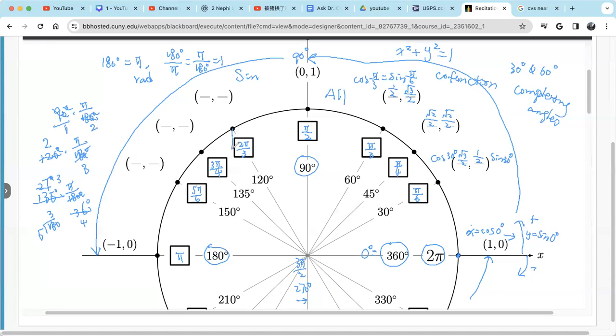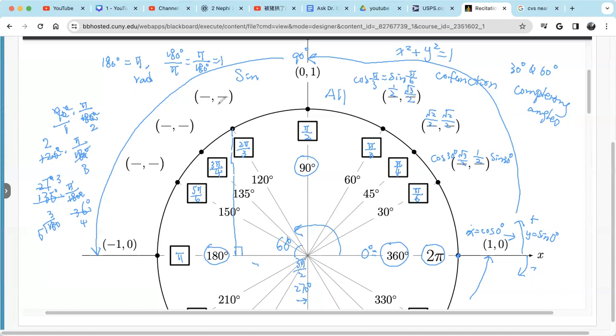120 degrees. We look at this triangle, right? We look at its reference angle. So this is the true angle, 120 degrees. Its reference angle is 180 minus 120, which is 60 degrees. So we look at this triangle. For this triangle, the x value is negative, the y value is still positive. So sine 60 is positive, the y value over the hypotenuse. That's why the sine value is still positive.